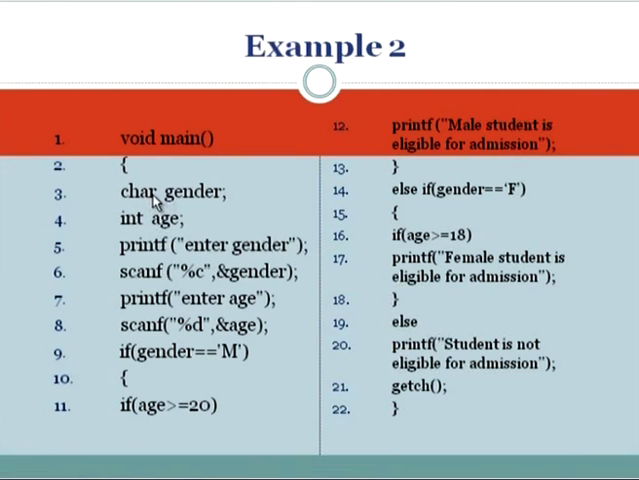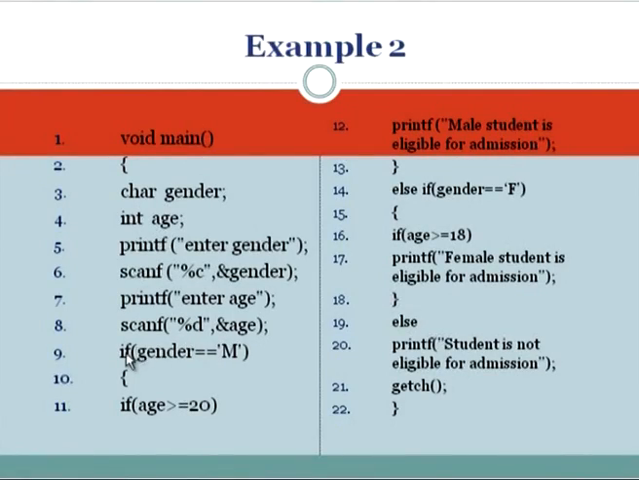First, we declare a variable gender with data type character, another variable age with data type int, then printf for entering the value of gender, scanf asks for the value of gender, then printf displays the message enter age, scanf asks for the value of age.